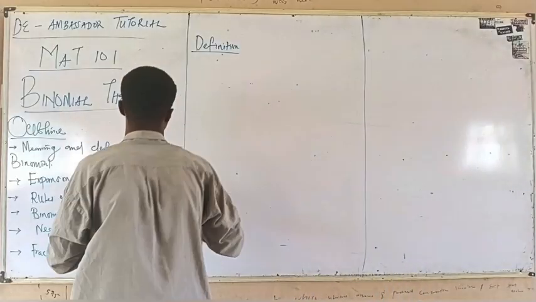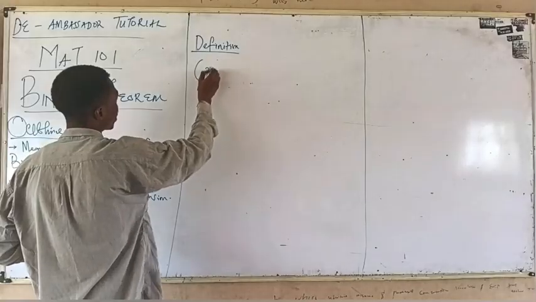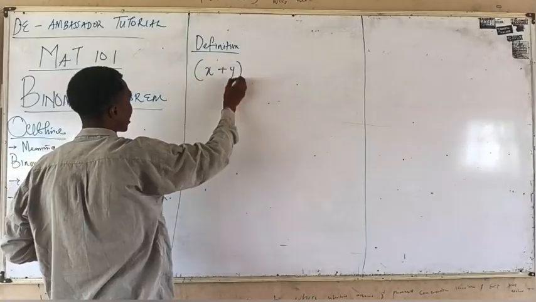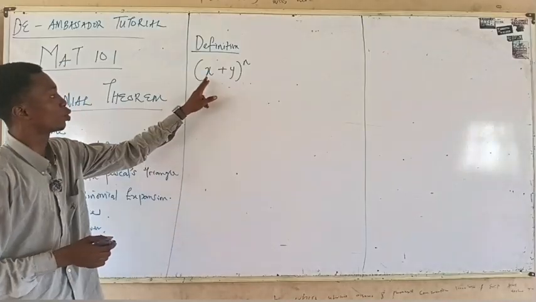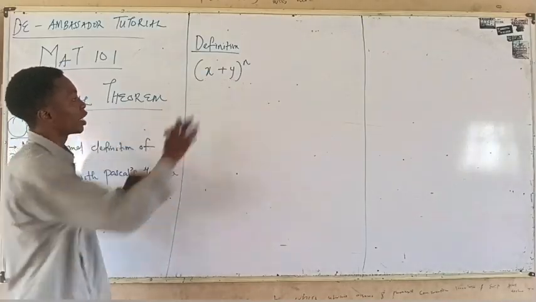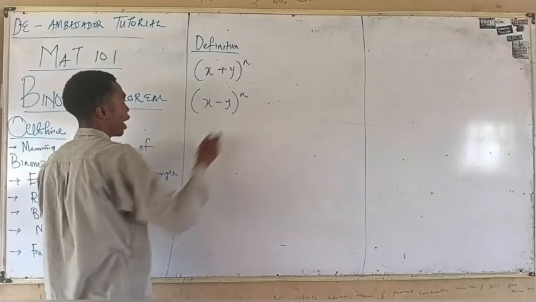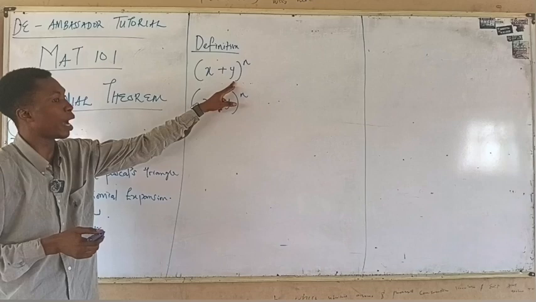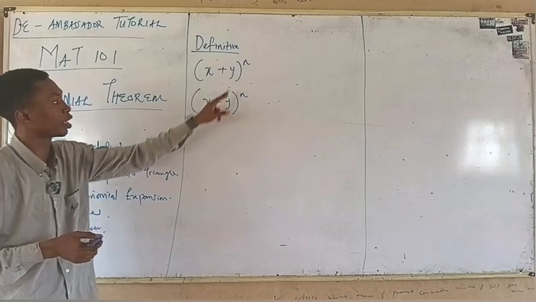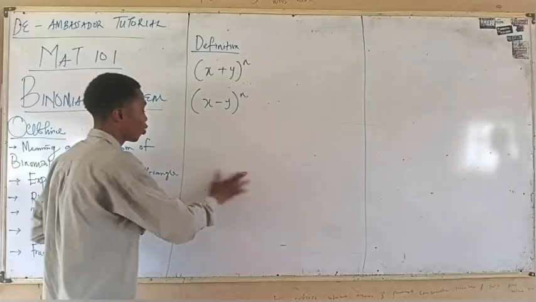Now look at what I'm trying to say. For example, now when I say x plus y, the power of what? N. Now looking at the word, two terms, are you seeing that? It can be separated, you can have it as x minus y in the power of n. Two terms separated by plus or minus sign, but the power of what? N. Is that clear?